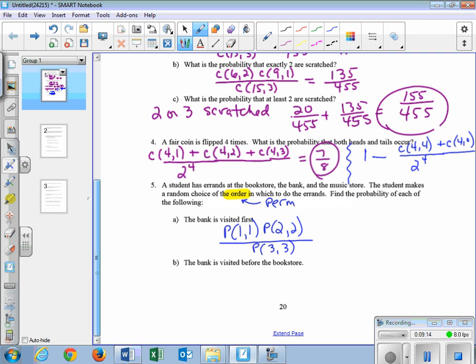Okay, part B. Oh, this is coming up again. The bank is visited before the bookstore. We've talked about this a lot. Either the bank is going to go before the bookstore or the bookstore is going before the bank. So half the time the bank comes first, half the time the bookstore comes first. So the probability is just 1/2. You can think of it as probability times permutation of 3, choose 3, all over permutation 3, choose 3, but I don't know why I would continue to put that in, because you get the same thing in the numerator and denominator. So your probability is just 1/2.